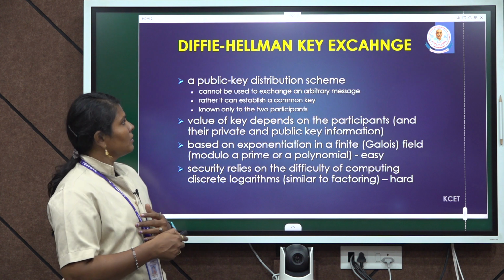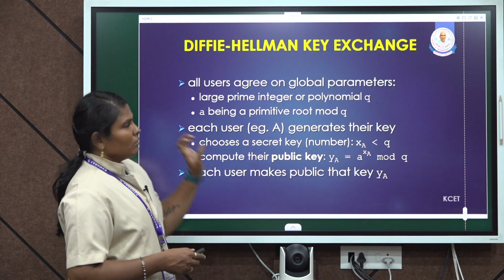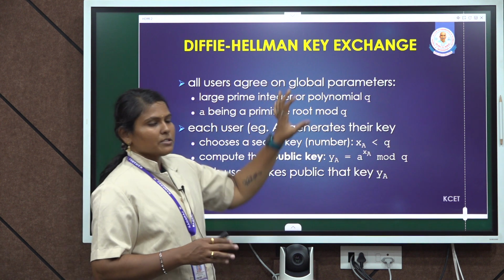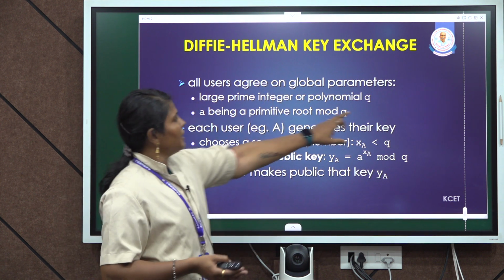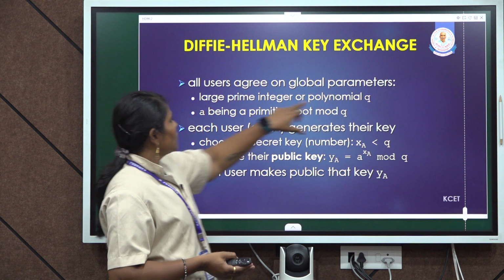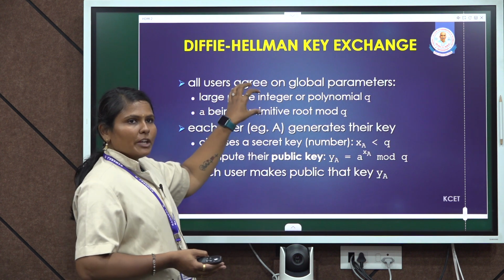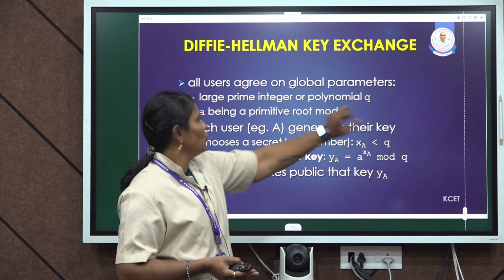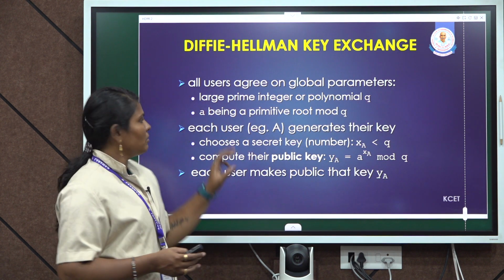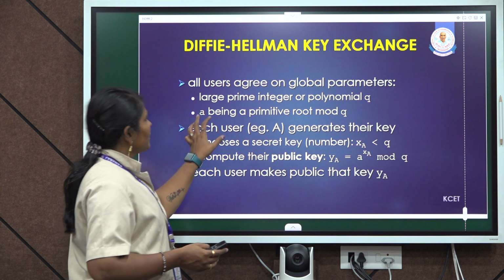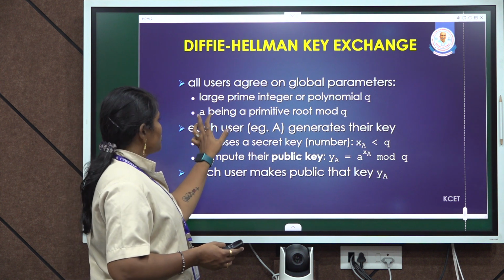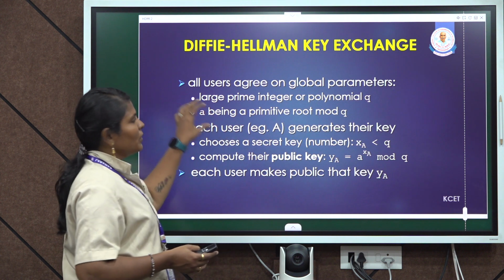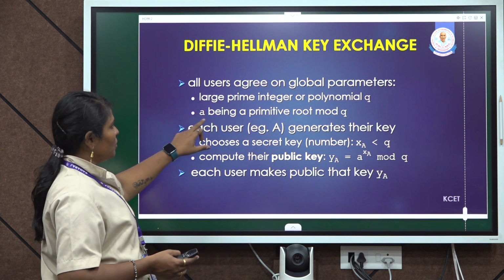Very hard to break it and find out the key that is exchanged between the sender and the receiver. Here also we have some parameters that all the users have to agree on. The first parameter is Q. It is a large prime number. Then another one is A, the alpha value, alpha root, which should be a primitive root for mod Q. In such a way we take the value of A.